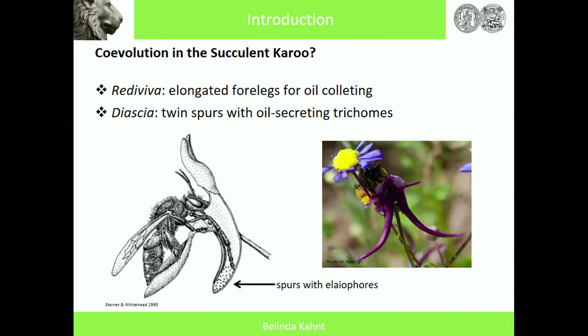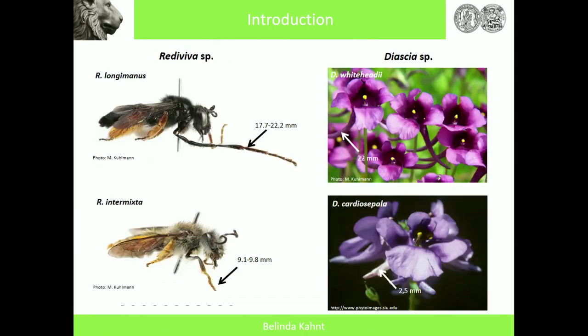These Rediviva bees have extremely elongated front legs which they use to collect oil from the twin spurs of their host. The bee lands on the flower, inserts its legs and rubs the knee against the spur walls, which have oil-secreting hairs. Then it transfers the oil to its hind legs, transports it to the nest, and uses it for larvae provisioning.